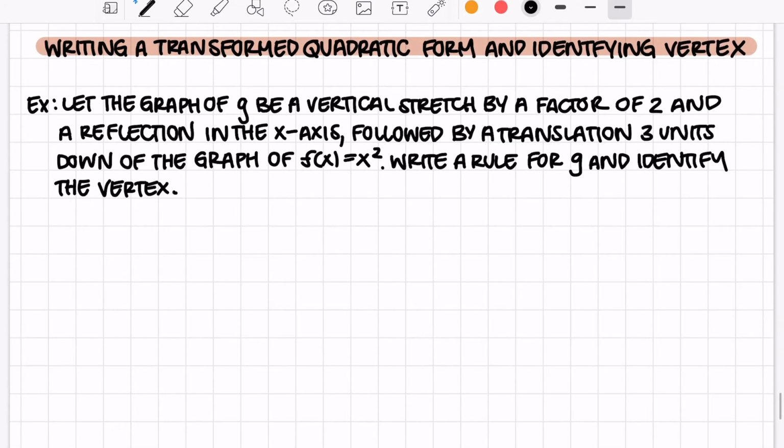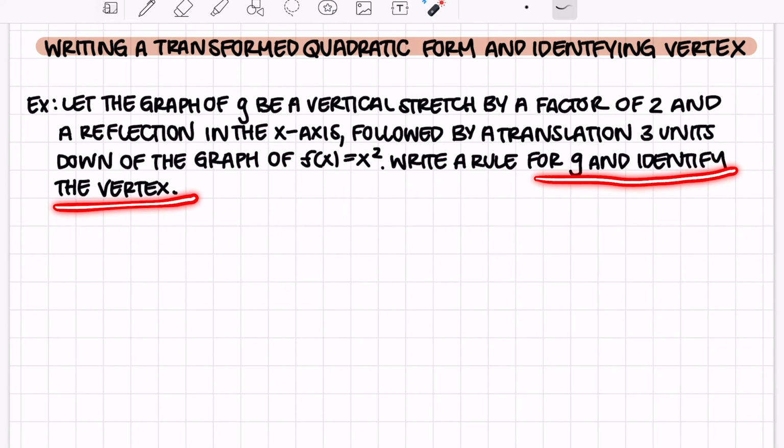All right. Next one, writing a transformed quadratic form and identifying the vertex. So right here, let's do an example of using the quadratic form and then identifying what the vertex is. The question here is asking us to let the graph of g be a vertical stretch by a factor of 2 and a reflection in the x-axis. This is also followed by a translation 3 units down of the graph of f of x equaling x squared. And then we want to write a rule for g and also identify the vertex.